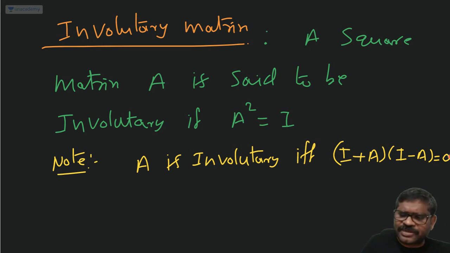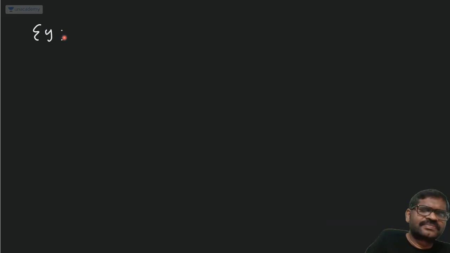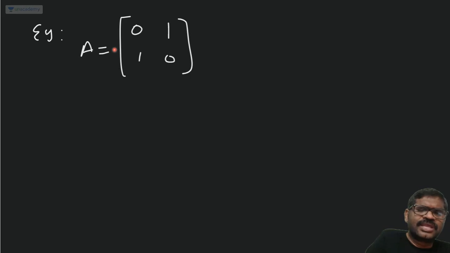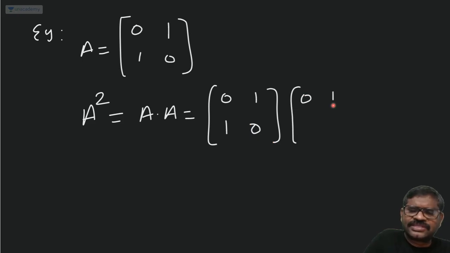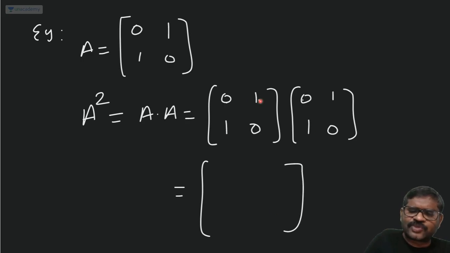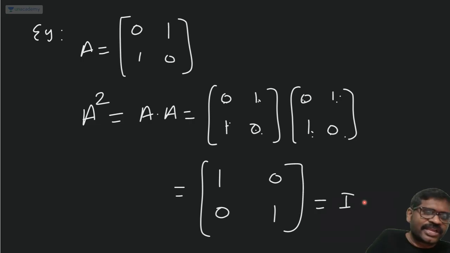Now, for example, A is 0, 1, 1, 0. Multiply. A square is A into A. 0, 1, 1, 0 multiplied with 0, 1, 1, 0. The result is 0 plus 1, 0 plus 0, 0 plus 0, 1 plus 0. That is I. A square equal to I. Next one.